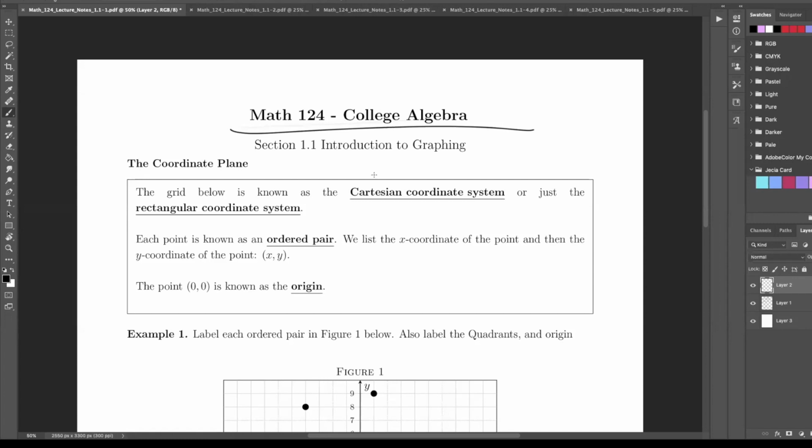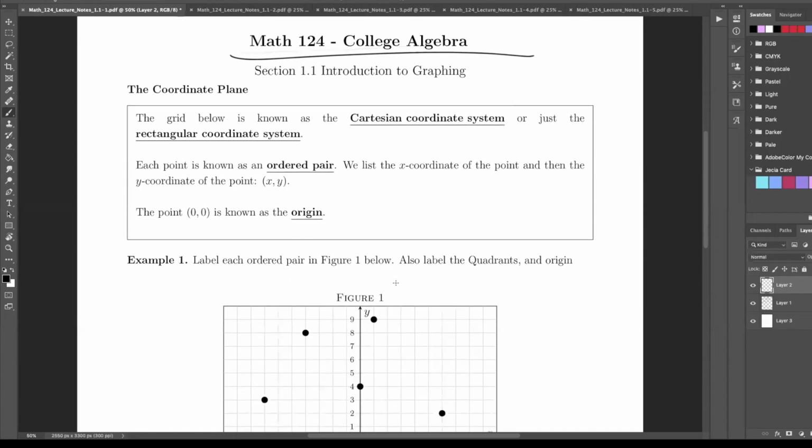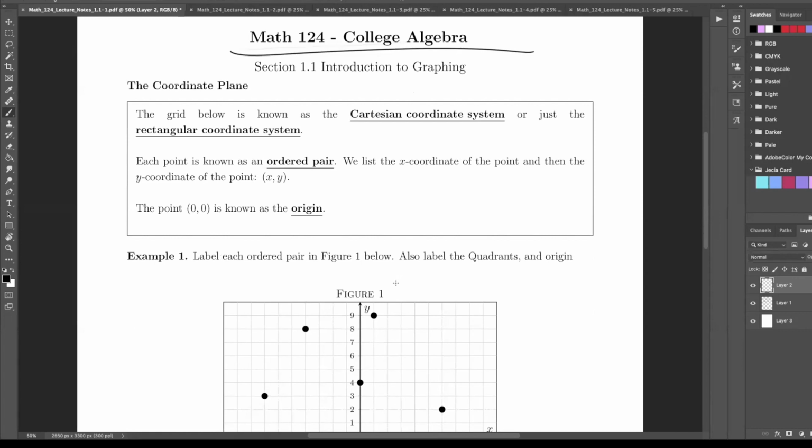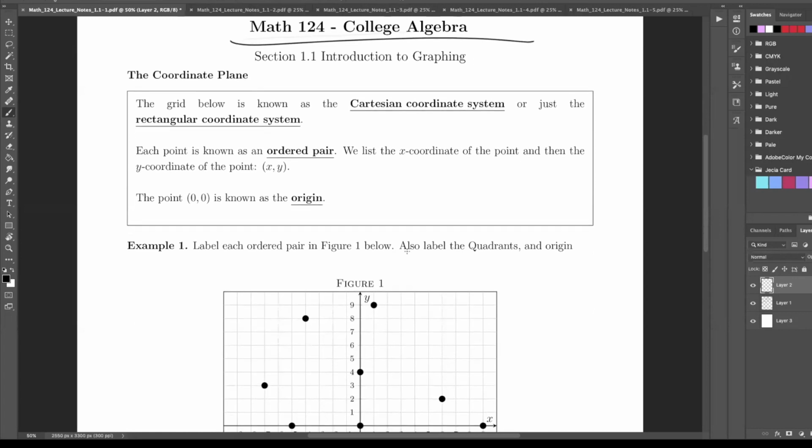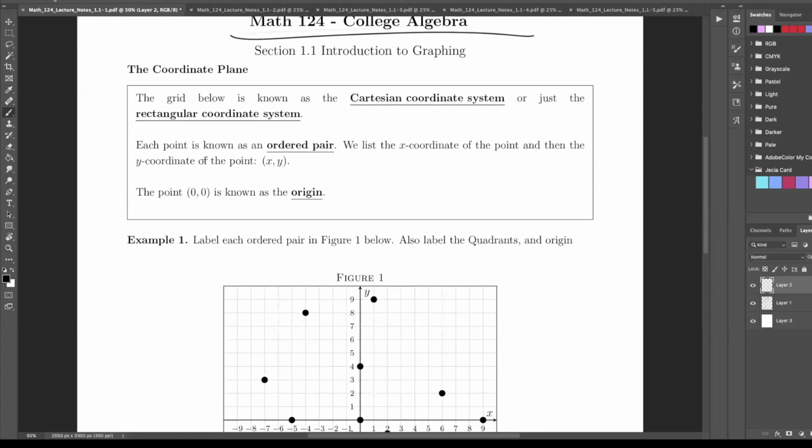Okay, so we'll be starting with introduction to graphing. So we're going to talk about the coordinate plane. Here's the Cartesian coordinate system, or just the rectangular coordinate system. Each point is given an ordered pair. That means the order matters. The x coordinate is the first one, and the y coordinate is the second one.